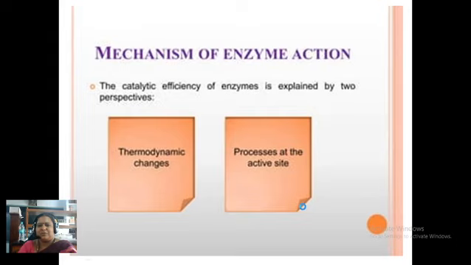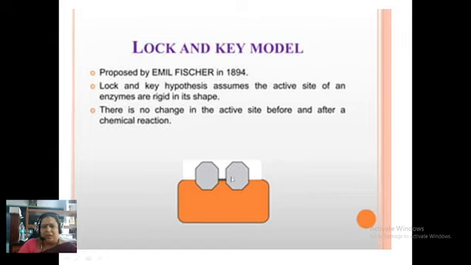So, mechanism of enzyme action. The catalytic efficiency of enzymes is explained by two perspectives: thermodynamic changes and process at the active site. Lock and key model. This model was proposed by Emil Fischer in 1894. Lock and key hypothesis assumes the active site of an enzyme is rigid in its shape. There is no change in the active site before and after a chemical reaction.